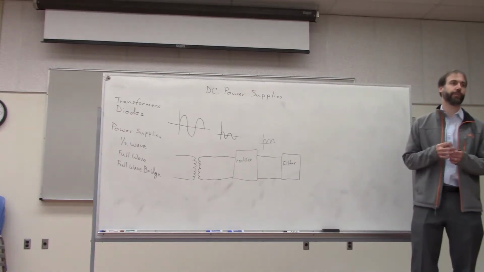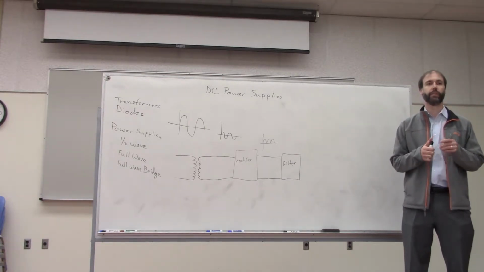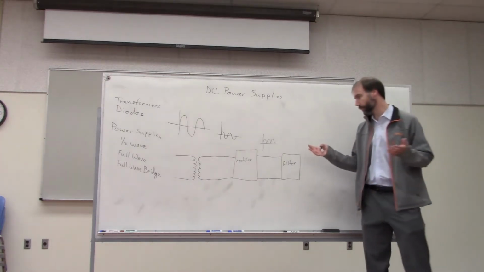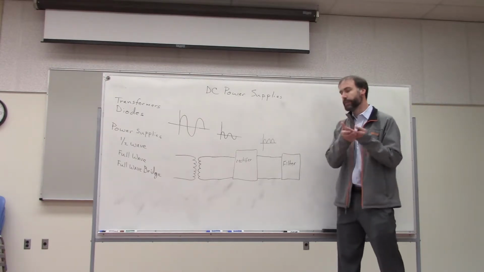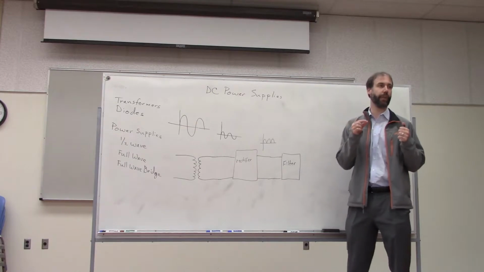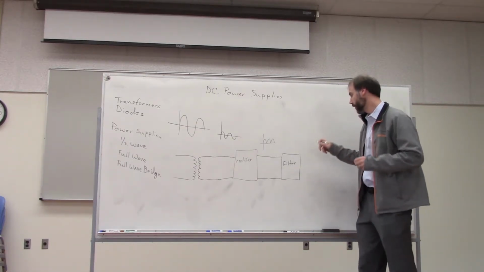So what do filters do? If you have like a water filter, what's it supposed to do? Let some things pass through and keep others out. Yeah, exactly. It allows some things through and it keeps other things out. So we want to allow the DC part through, but block out as much of the AC part as we can. So that's what the filter does.